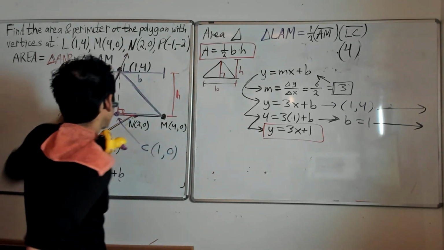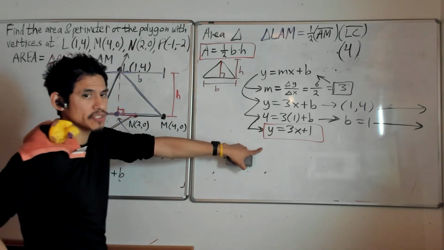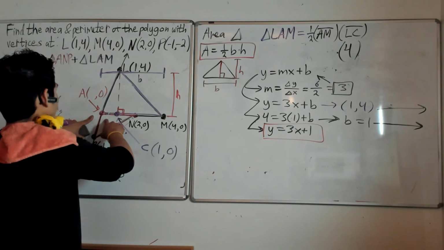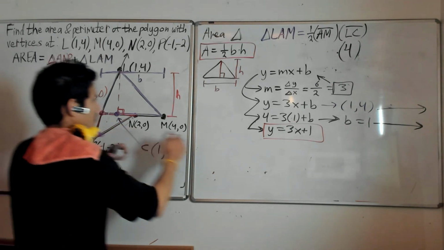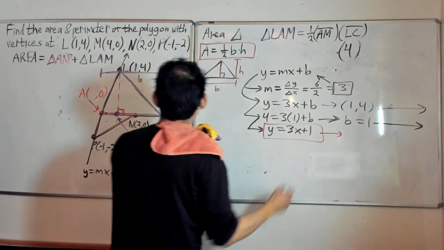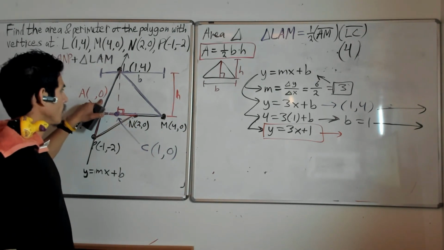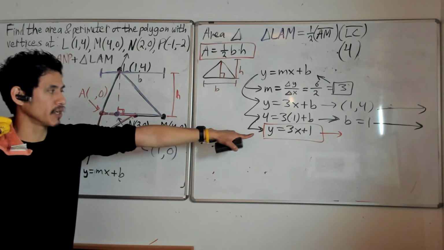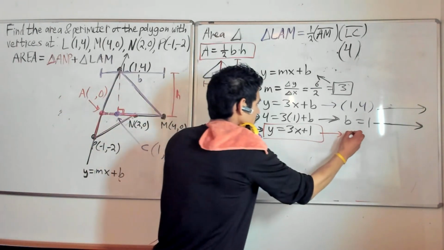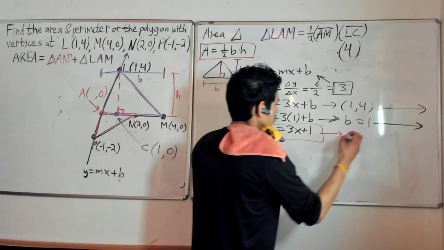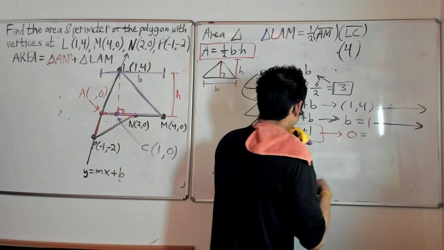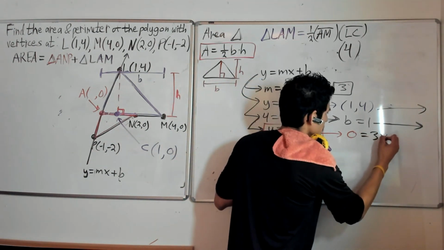Now that's just the equation of the line it goes through. But with this, now we have the power to find where point A is at. Because we know that point A has a y coordinate of 0, we can plug in 0 into this equation for y and then solve for x. So 0 equals 3x plus 1.